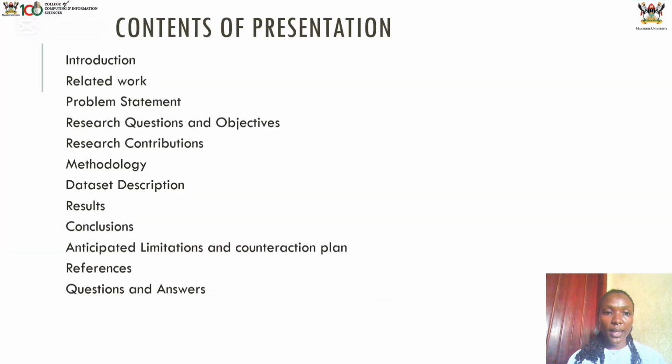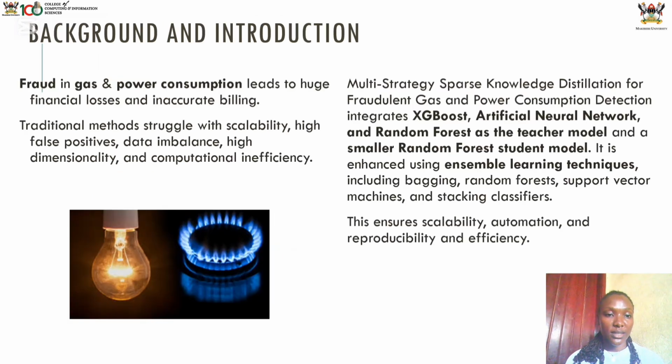Some of the contents we have in our presentation are listed there. We have introduction, related works, problem statements, research questions and objectives, our contributions, the methodology, dataset descriptions, results, conclusions, anticipated limitations, counteraction plans, and then the references. I'm going to take half of it, and then my friend will take you through the rest of the part. So first, we're talking about fraud in gas and power consumption.